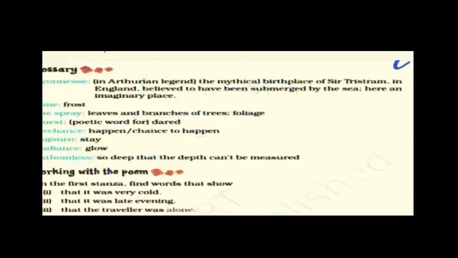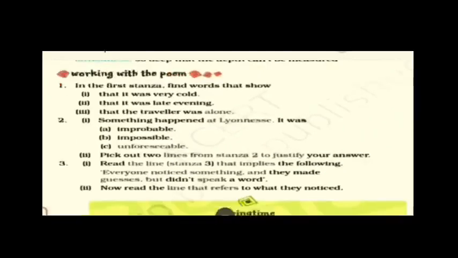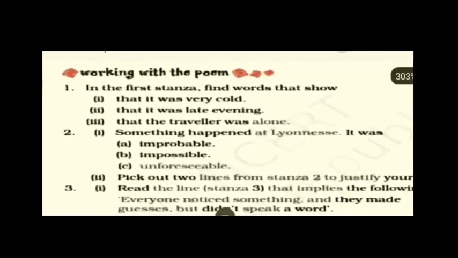Now there are some questions. I believe you'll be able to solve them on your own. Let's see what these questions are. Working with the poem. In the first stanza, let us zoom this one. Now it will be visible.